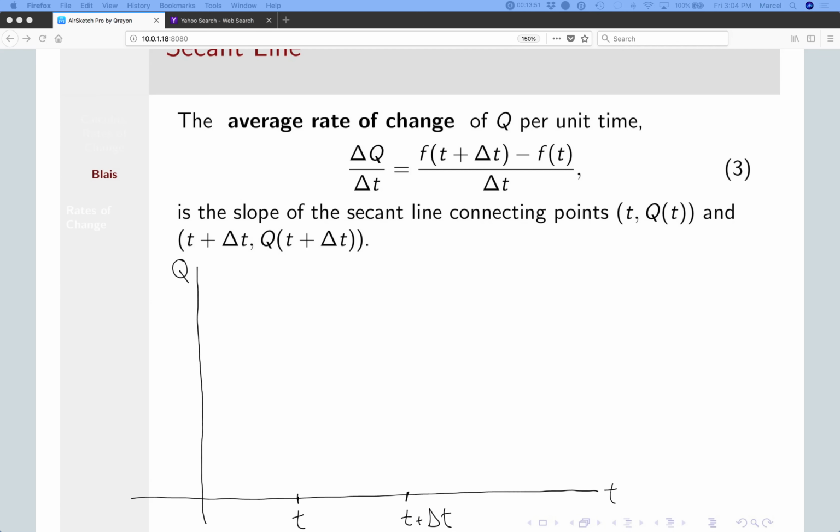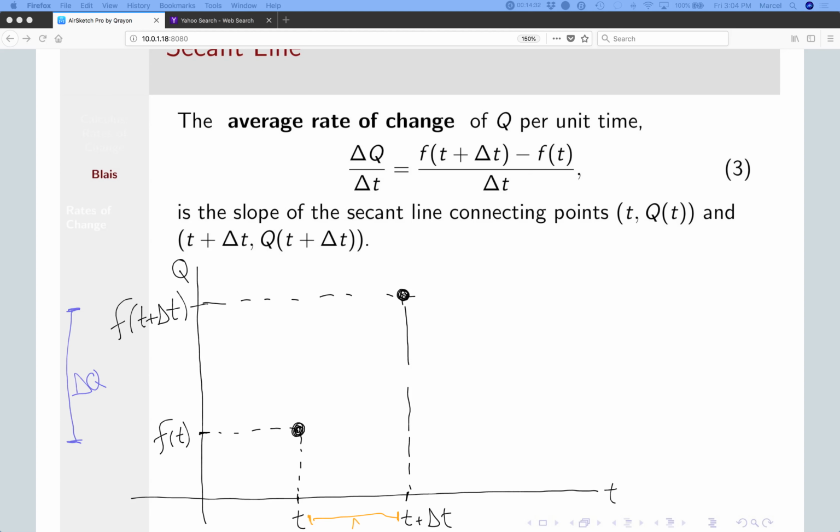Now we have some quantity that we started with that was f of t, and then that quantity increased to this f of t plus delta t. So this difference here is our increment, delta q, and down here we have our change in time, delta t.